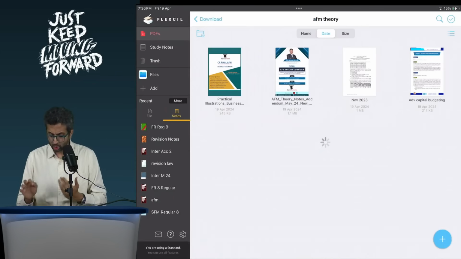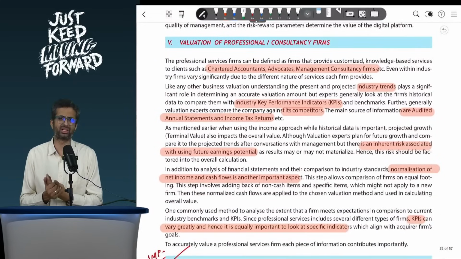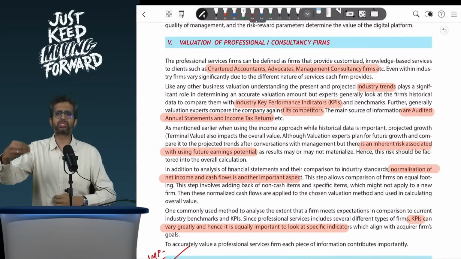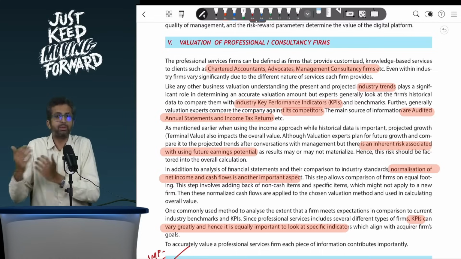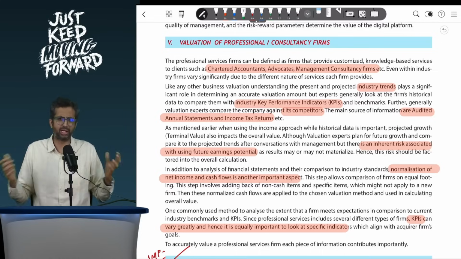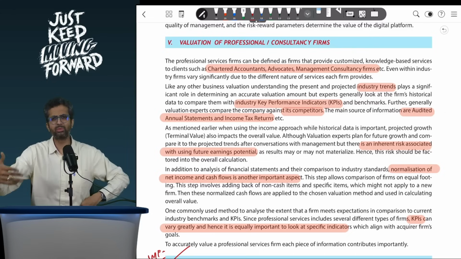Okay, the other two things in the business valuation section which are added is valuation of professional and consultancy firms. Well, this is firms like CA firms, advocate firms, or consulting firms like your MBB, McKinsey, Bain, Boston Consulting, etc. How do you value these firms? The valuation over here will be similar to your regular valuation.